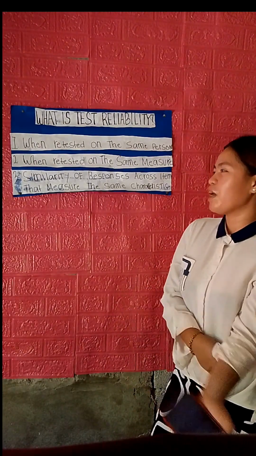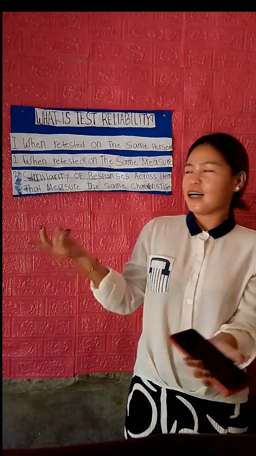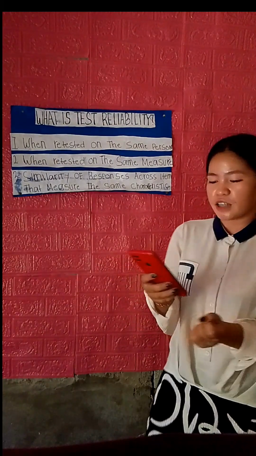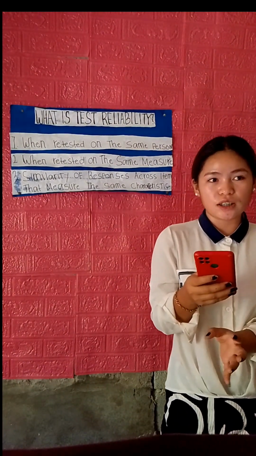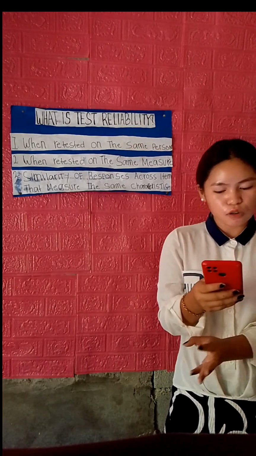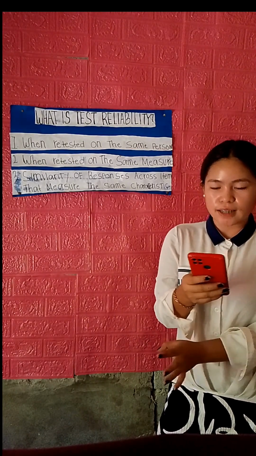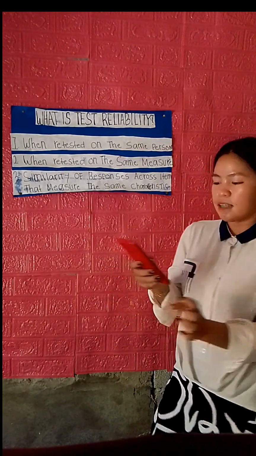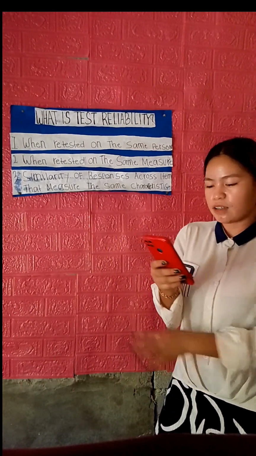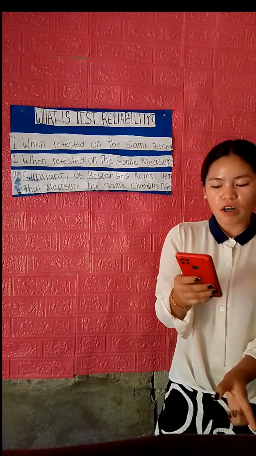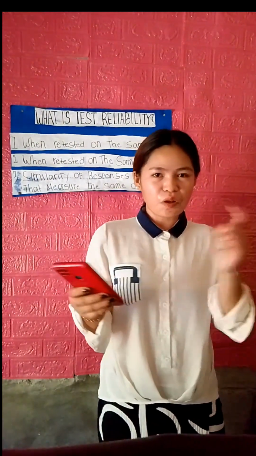Number two is when we're tested on the same measure. Kung kanina is same person, now the second is same measure. Test-retest reliability measures the consistency of scores between two sessions. It's a way to evaluate how stable a test is over time. So kanina is the same score, called test-retest reliability, and now the second is consistent scores between two sessions. So what do you think?